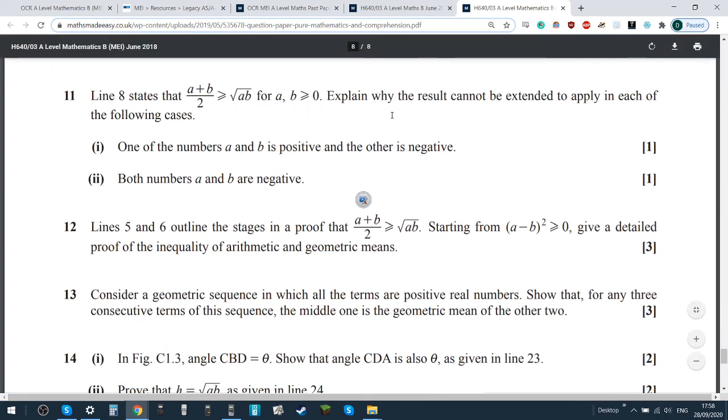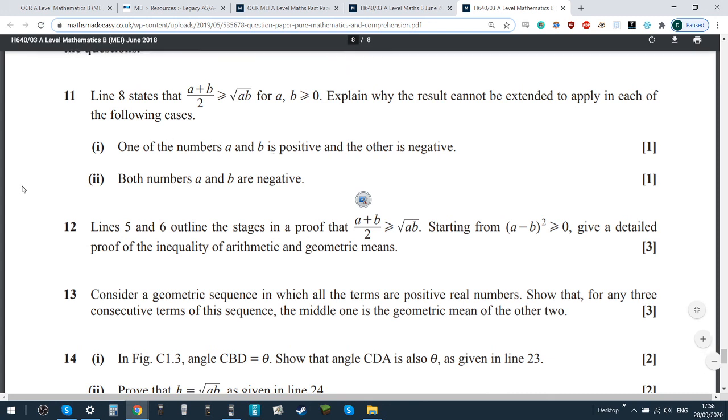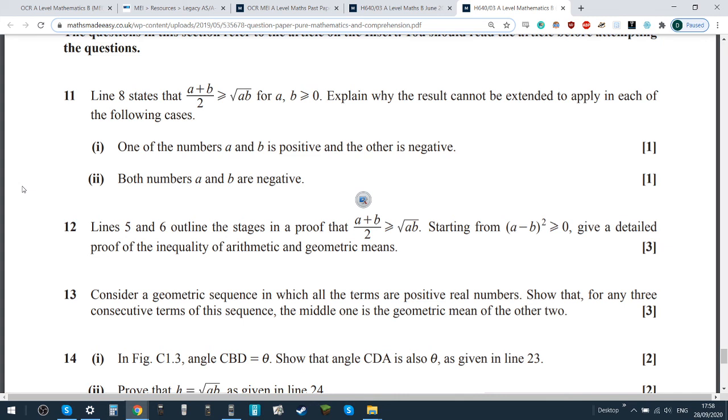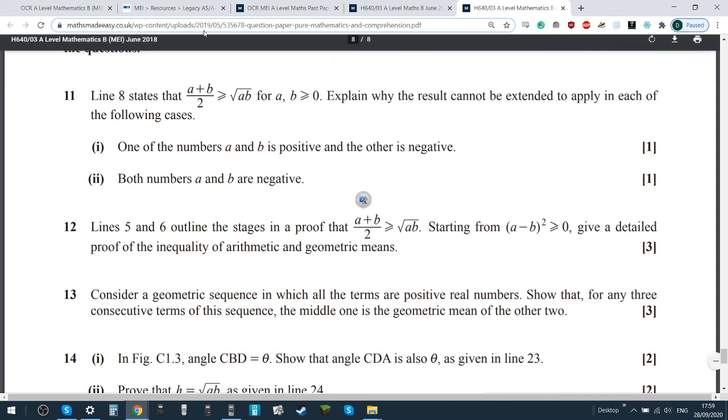This is greater than. Explain why the result cannot be extended to apply in each of the following cases. One of the numbers, because you can't square root a negative number. Yeah. For the first. For the second one, I don't know. What would you do if it was like -3 and -7 or something? You just have a negative number on that side. And what side is in between?